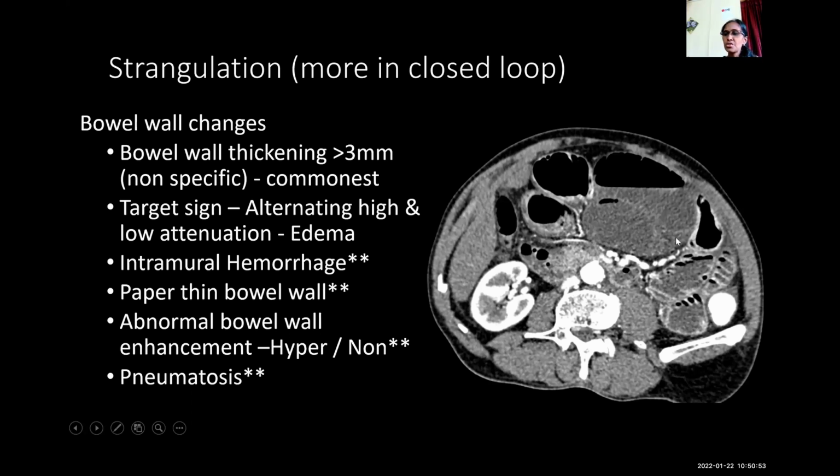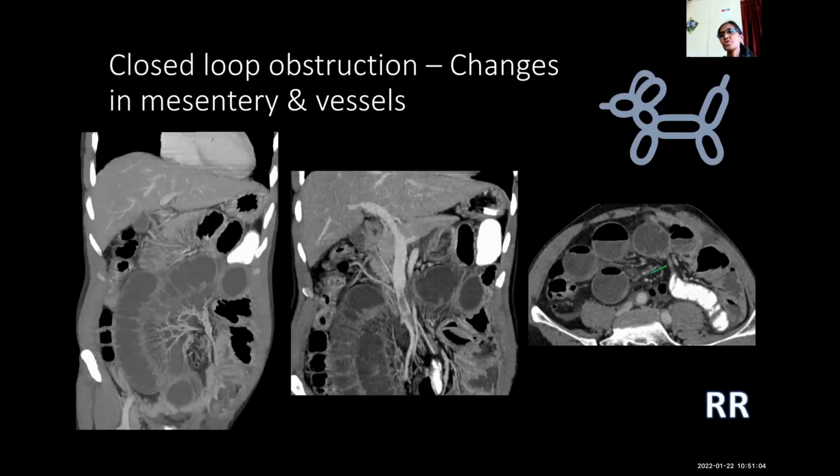Whenever you see a C shape or a U shape, before you look at the other features, let your brain remind you: is this a closed loop? And then, what is the cause of the closed loop? Is there a pattern to that?